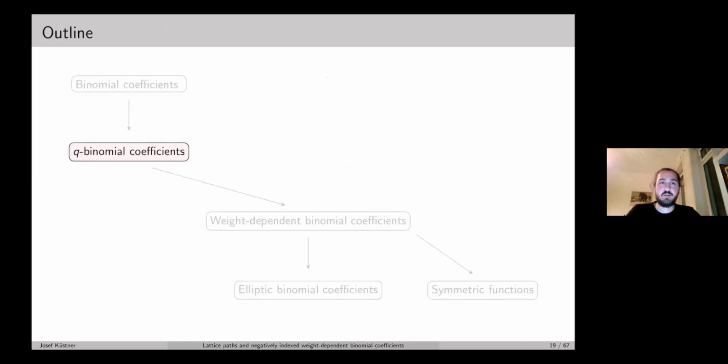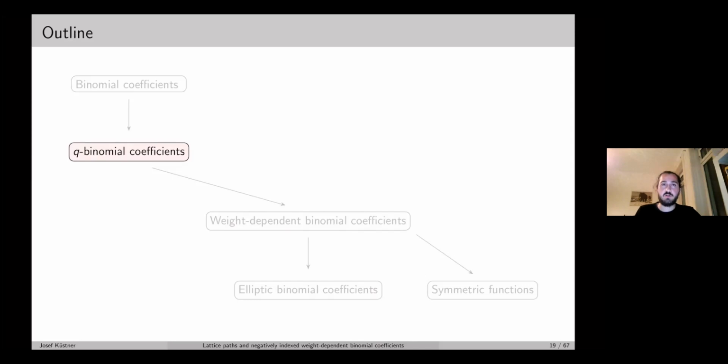Okay, that's it for the ordinary binomial coefficients. Are there any questions so far? Okay, if not, then I will proceed to the q-binomial coefficients, which are an extension of the binomial coefficients.